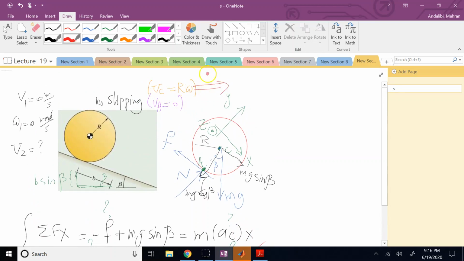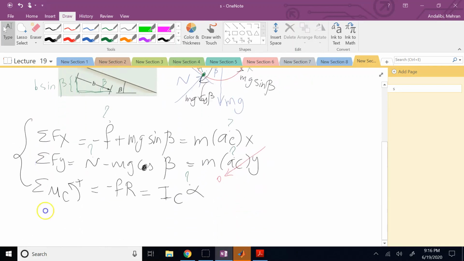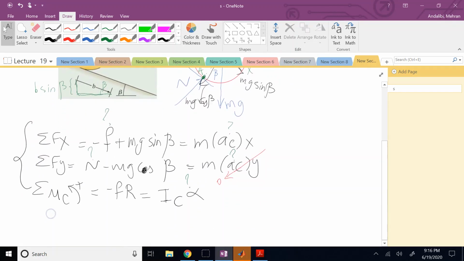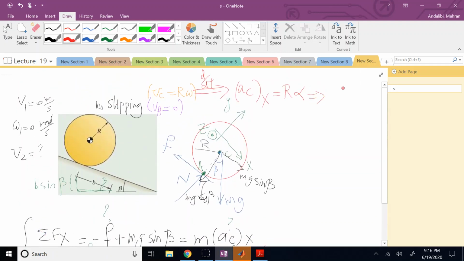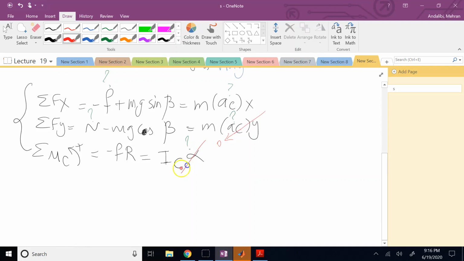If you take a time derivative, you remember that acceleration of the centroid, which is here in the x direction, of course, is R times alpha, right? And so if I want, I replace alpha because I need A. So alpha is AC in the x direction divided by R. So I replace it here. Equation number 2 is not going to go anywhere because it only gives me N, and I don't like N.